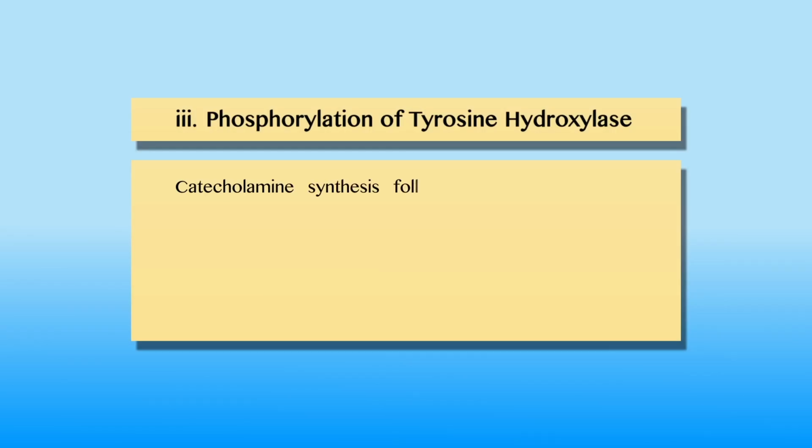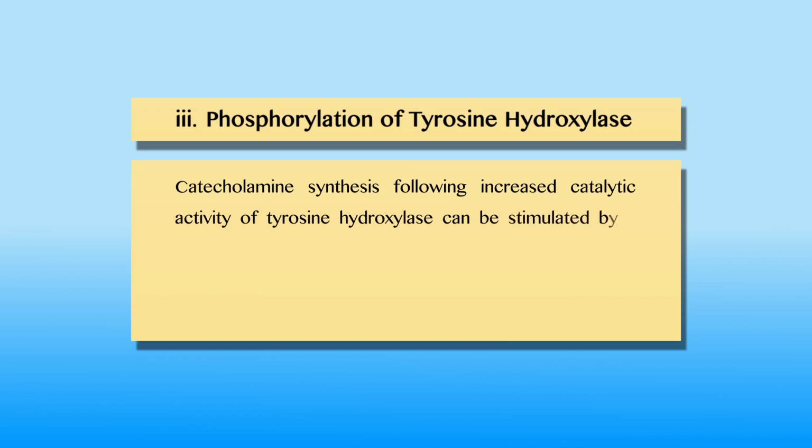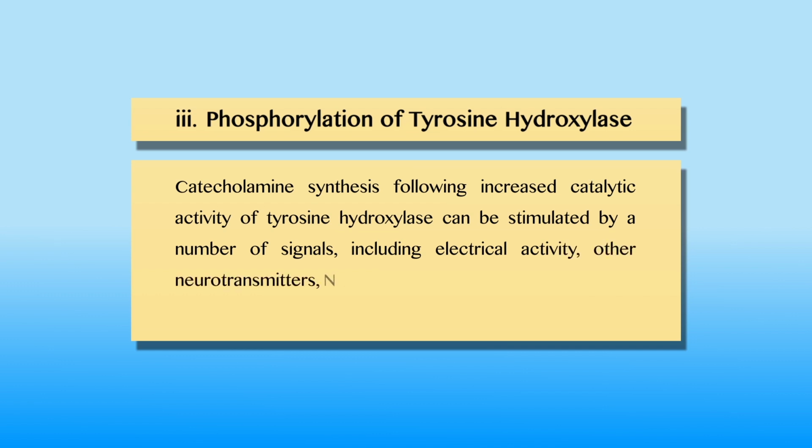Catecholamine synthesis following increased catalytic activity of tyrosine hydroxylase can be stimulated by a number of signals including electrical activity, other neurotransmitters, nerve growth factor and other stimuli that elevate levels of cAMP, calcium ion or diacylglycerol.